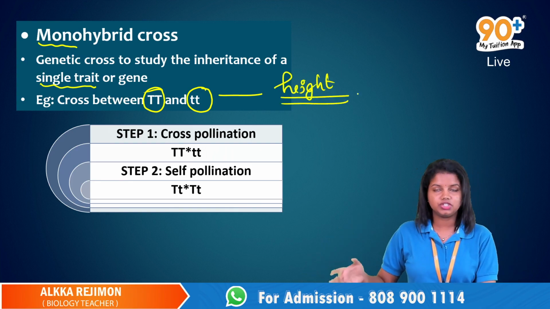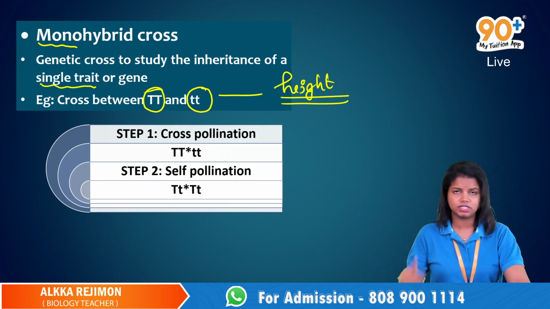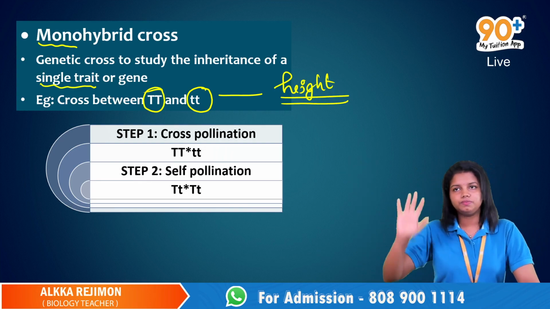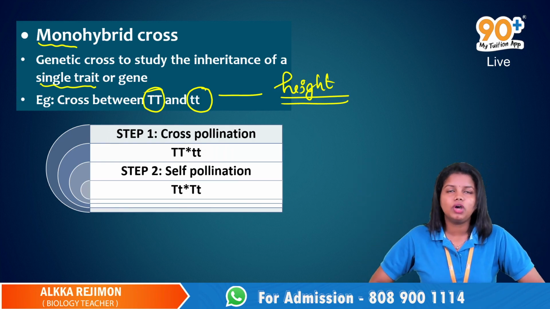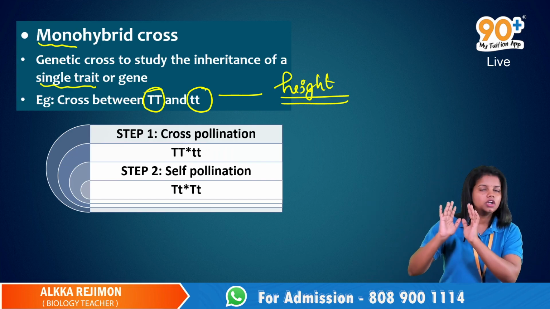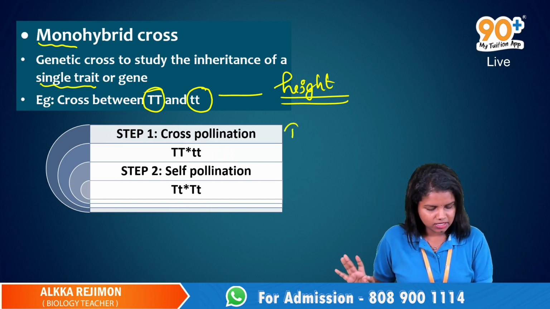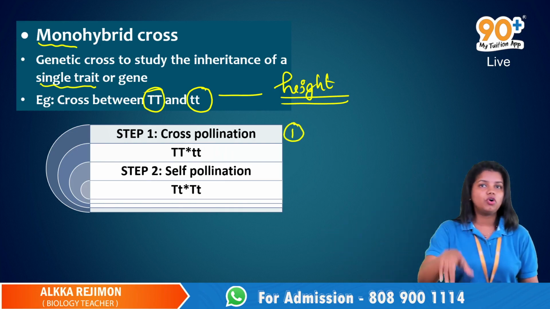Okay, the character called height of the stem, a single character, was taken to study the monohybrid cross. To study this monohybrid cross, there were 2 steps done by Mendel. Okay, there are 2 steps. So here you can see the first step, and the first step is cross pollination.